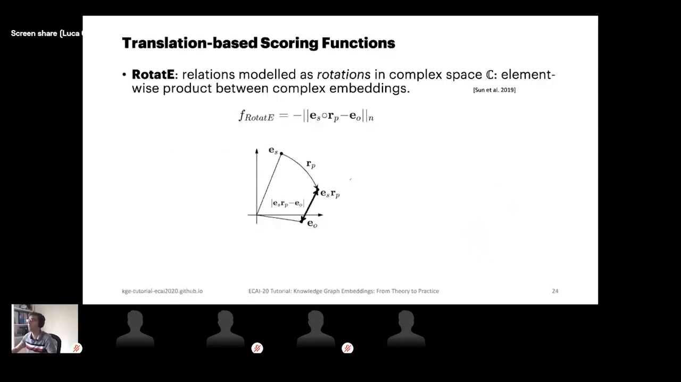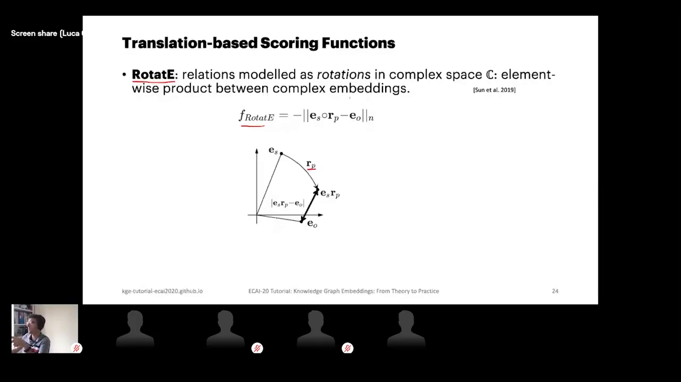But there are other models based on similar intuitions. For example, there's a very recent model which is also based on translations in a metric space. It's called RotatE. It's pretty much similar to translating embeddings, but instead of a translation, it's about a rotation in the space. So the embedding of the predicate is interpreted as a rotation in the space. This is done again to better capture all those properties, symmetry, anti-symmetry, composition, and so on that I described earlier on.